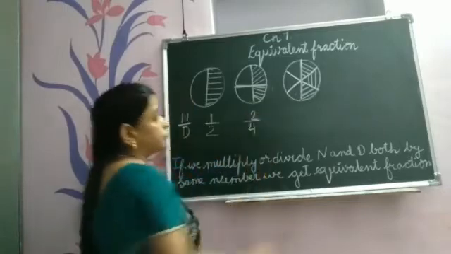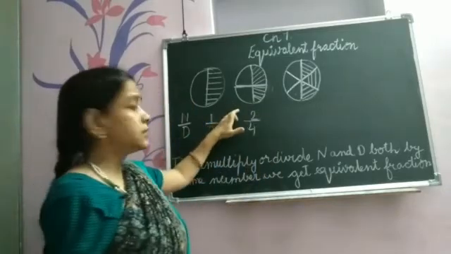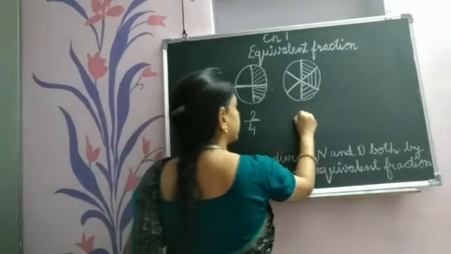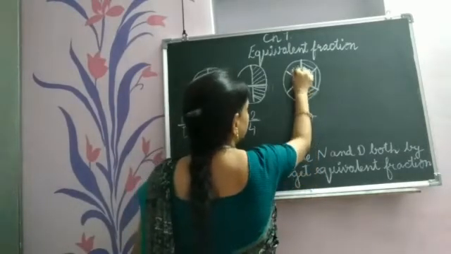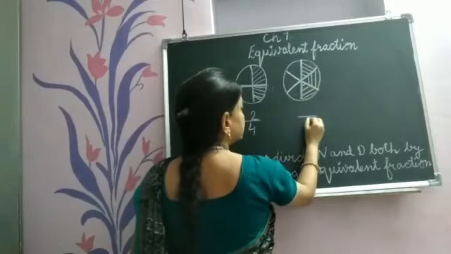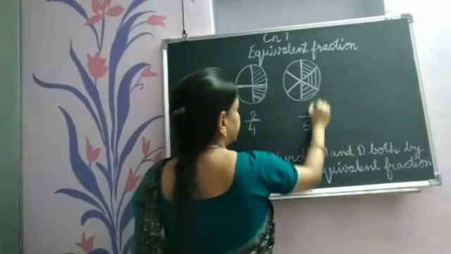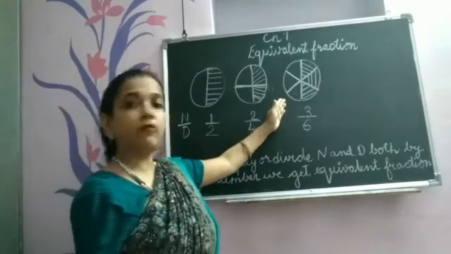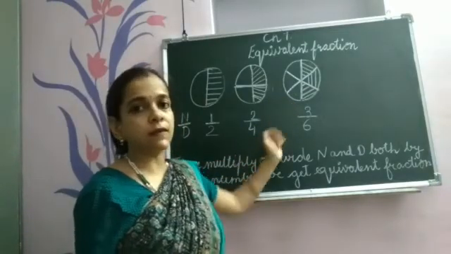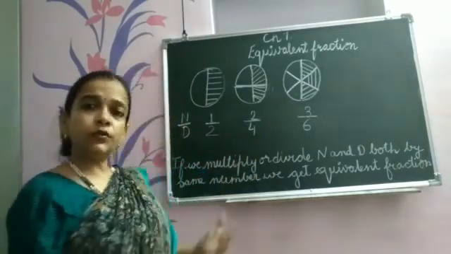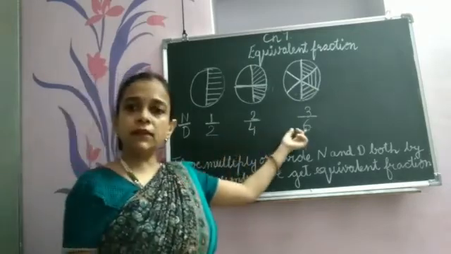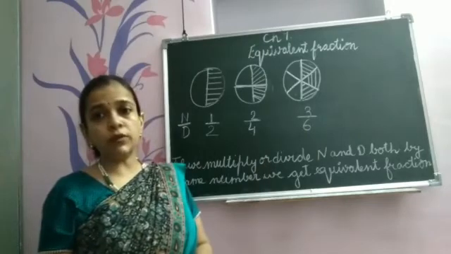So the fraction for the shaded part of this figure is 2/4, and the fraction for this figure is, 1, 2, 3, 4, 5, 6. Total parts are 6 and shaded parts are 3. So the fraction for the shaded part of this figure is 3/6. Now what do you think, are 1/2, 2/4 and 3/6 equal to each other?